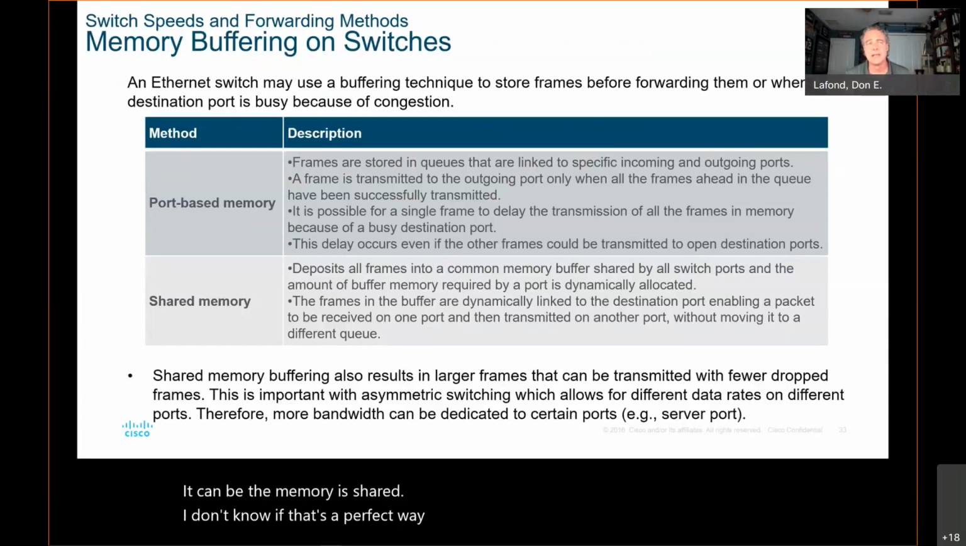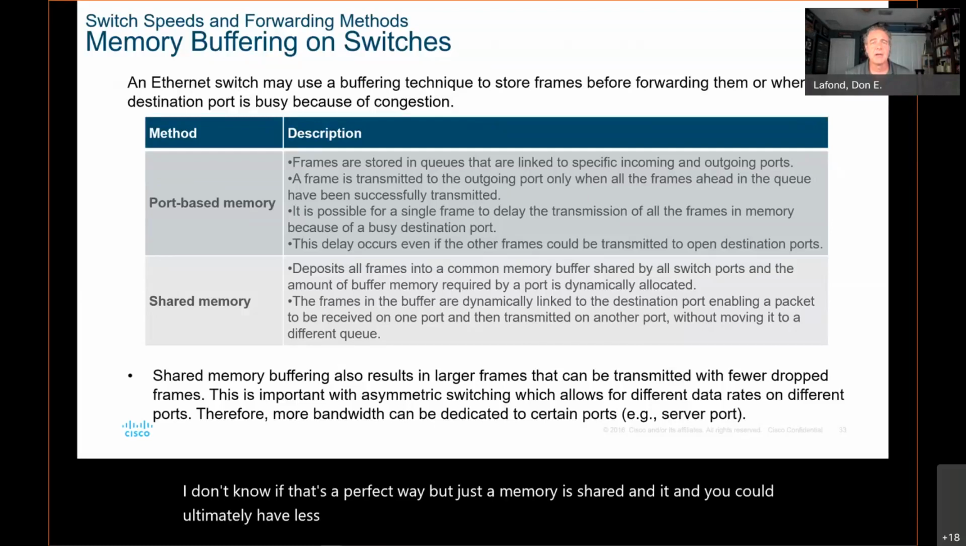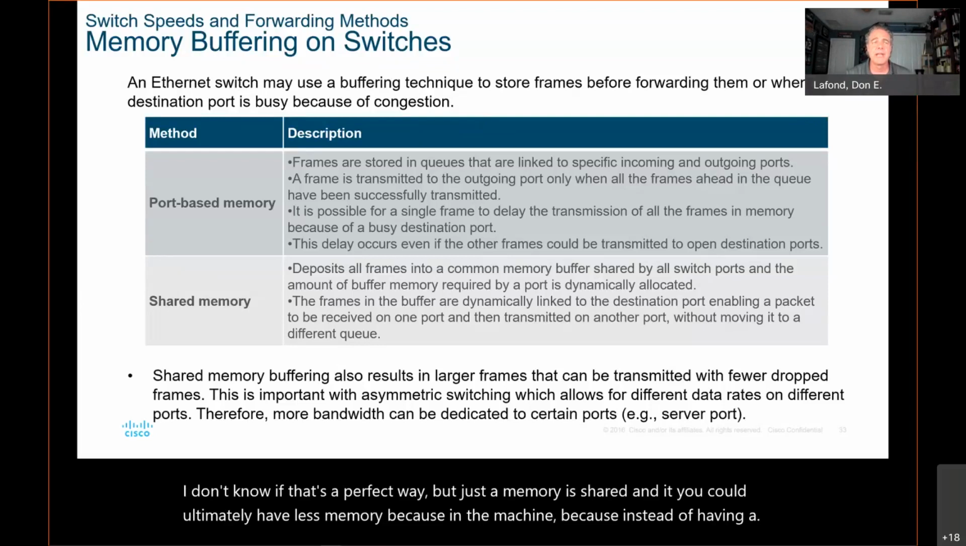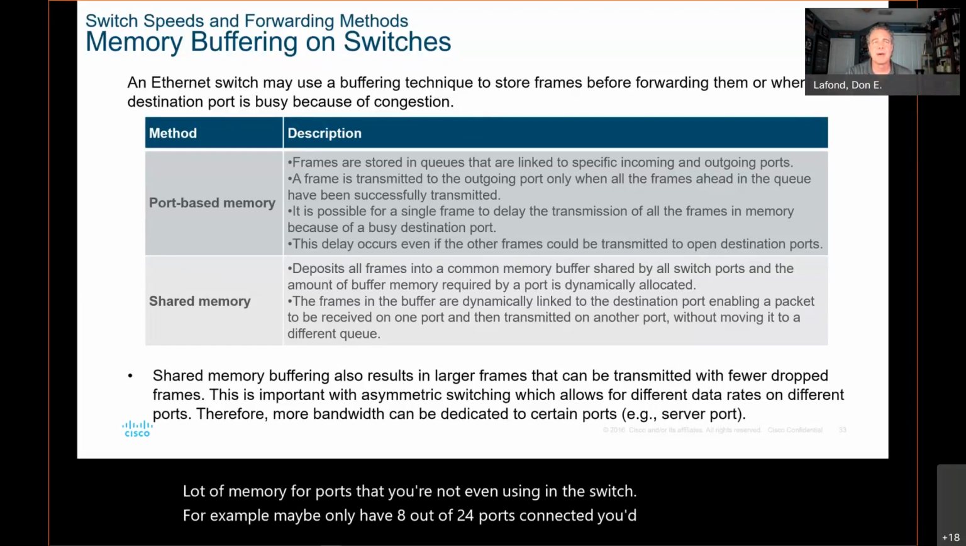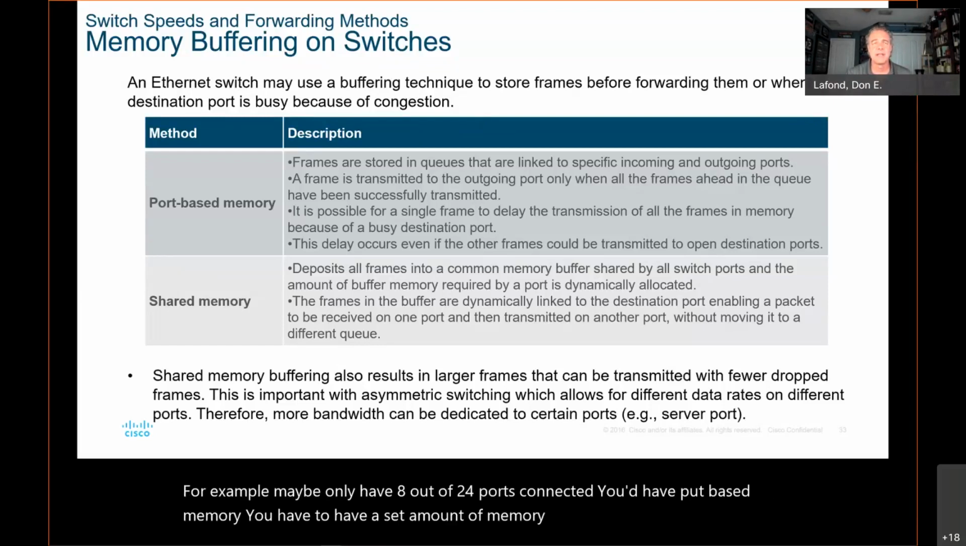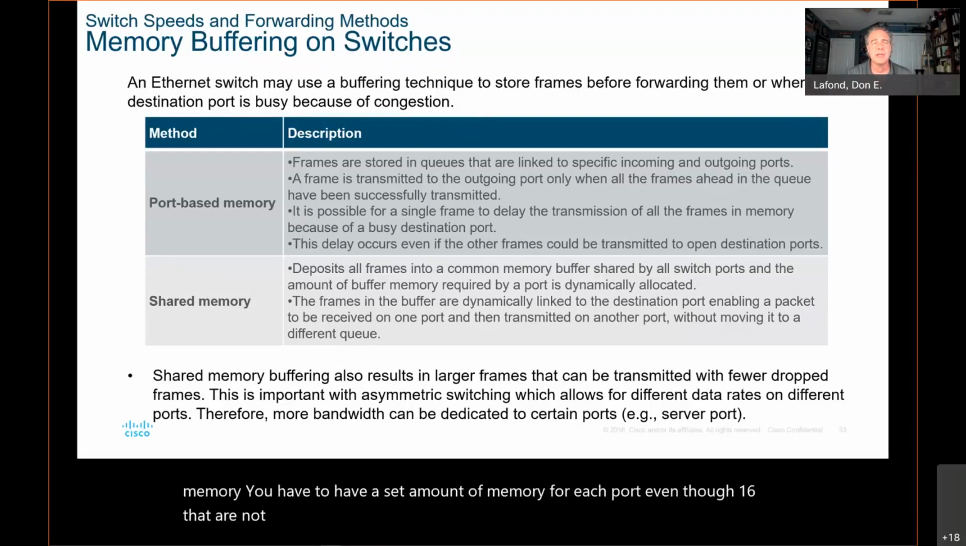The memory is shared, and you can ultimately have less memory in the machine. Instead of having a lot of memory for ports that you're not even using in the switch, for example, maybe you only have 8 out of 24 ports connected, with port-based memory you'd have to have a set amount of memory for each port, even the 16 that are not used. Whereas with shared memory, you would have one big pot of memory that the 8 would be able to use, if there's only 8 being used.